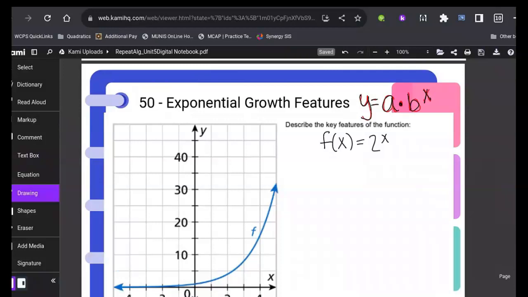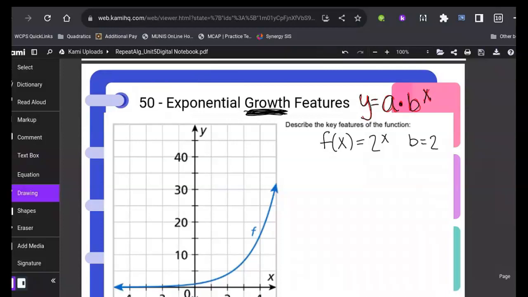So for our exponential growth equations, our b value is greater than 1. So in this equation, the b value is equal to 2, and 2 is greater than 1, which means our graph is representing exponential growth.